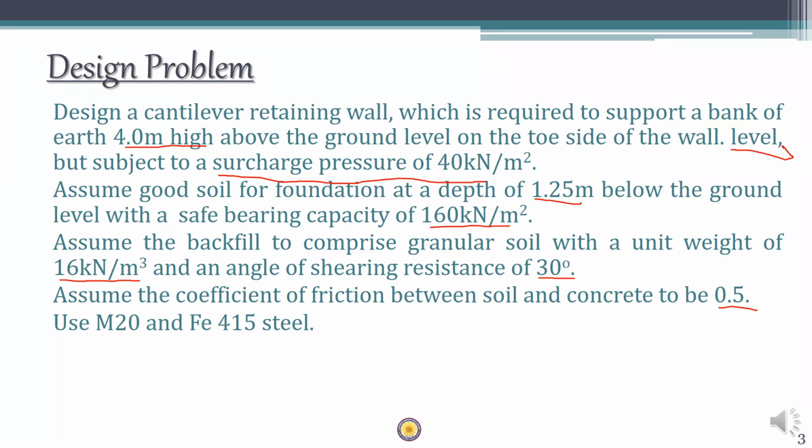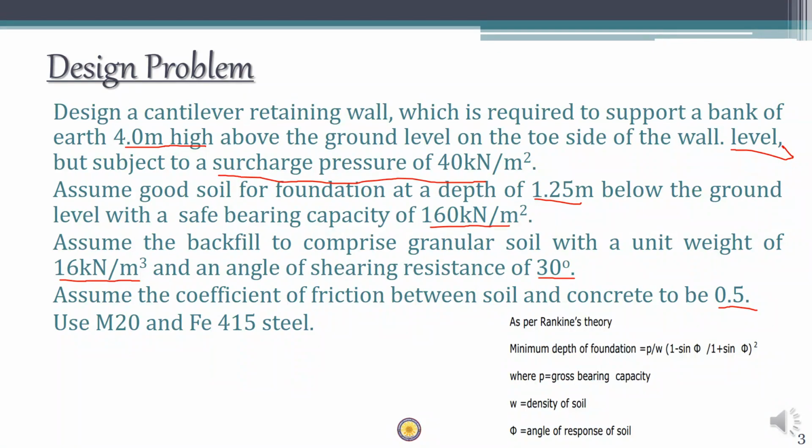In that case, you will have to find out the minimum foundation depth according to Rankine's formula. It goes like this: the minimum depth of the foundation will be P by W into (1 minus sin phi by 1 plus sin phi) the whole square, where P is the bearing capacity, W is the unit weight of the soil, and phi is the angle of repose of the soil. In this question also, if you work it out using this formula, the minimum depth comes to around 10 by 9, so it is almost equal to 1.1 something. Okay, that is the minimum depth, but in the question the foundation depth is given as 1.25, so we are going to use the foundation depth as 1.25.